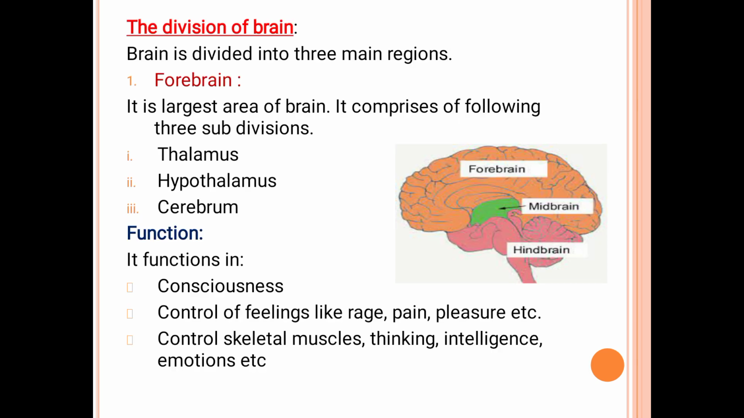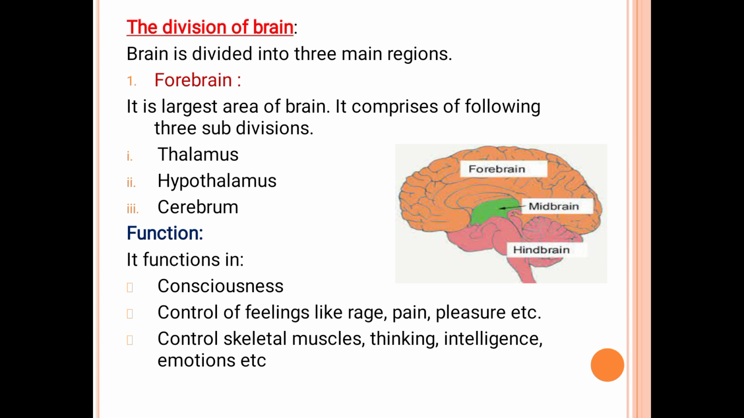What is the division of brain? Our brain comprises of three main regions, that is forebrain, midbrain and hindbrain. Let us discuss the forebrain. It is the largest area of brain. It comprises of following three subdivisions, that is thalamus, hypothalamus and cerebrum.